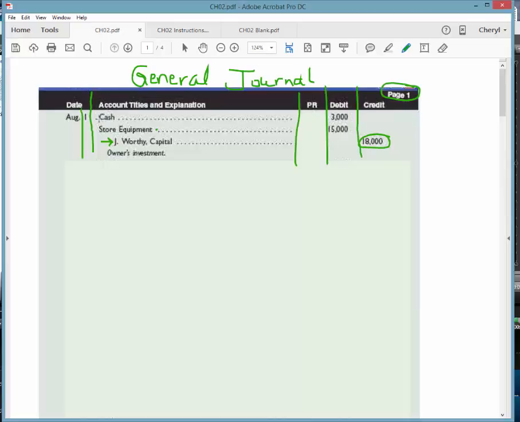So what we're going to do is go to the general ledger. We're going to find cash. We're going to date it August the 1st. We're going to use the debit column to put in the $3,000 debit, and then we're going to tell it in the post-referencing column on the ledger where this transaction came from. It came from the general journal, page 1.